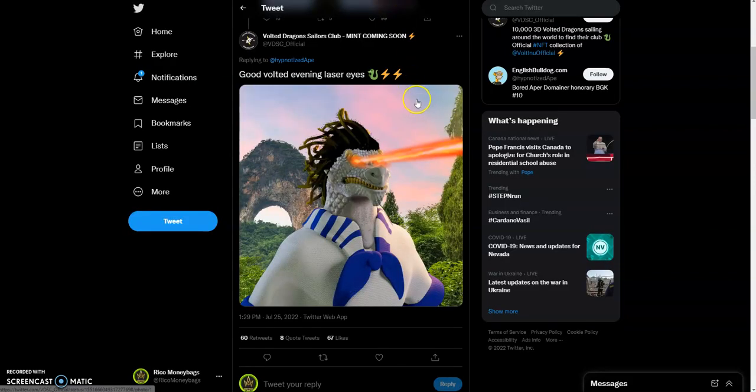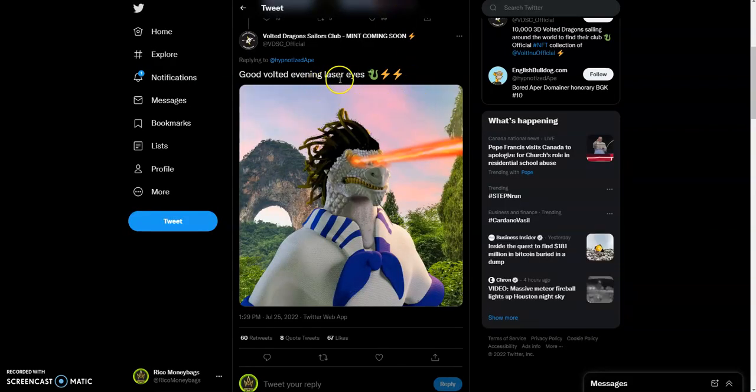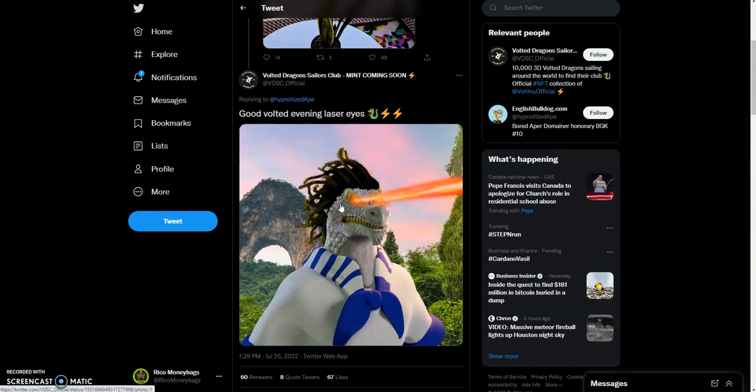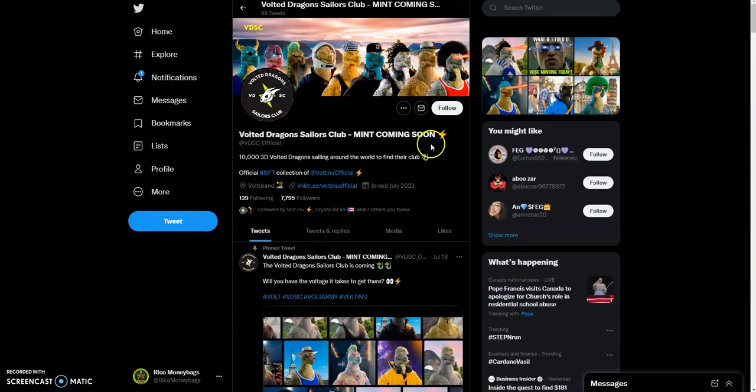Checking out the NFTs, something to keep an eye on. We got good bolted evening laser eyes. This NFT looks epic. The background, the way it sits, I mean, it really catches you. It kind of jumps off the page. Even the laser eyes coming off, I like how it's set up. The dimensions on it look really good. So moving forward, if you guys want to know more about it, check this page out right here.